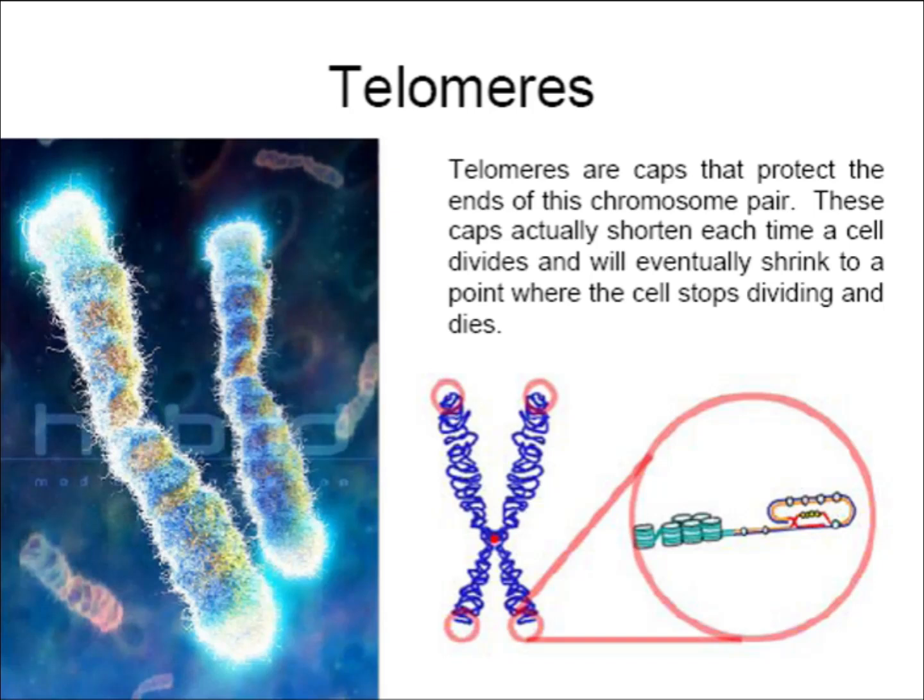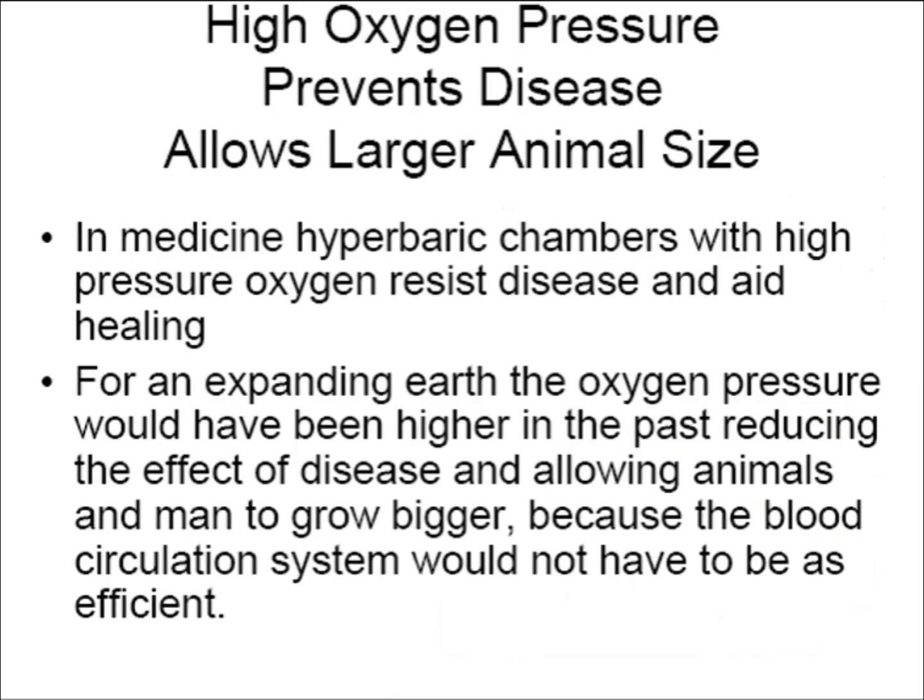The next slide, we talk about disease. Now, in the Bible, there is no mention of disease before the flood. No mention of people being sick. And why is that? Well, is there a natural explanation for that? If the atmospheric pressure were higher in the past, then the pressure of oxygen would be higher.